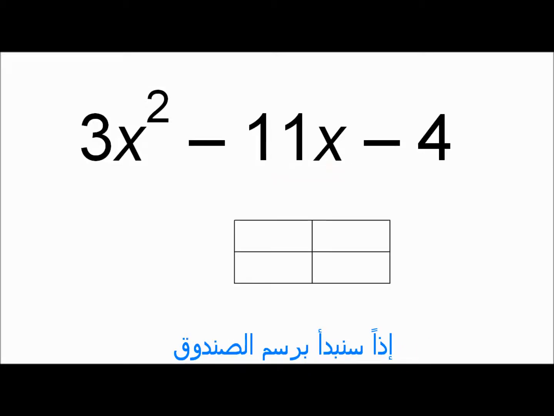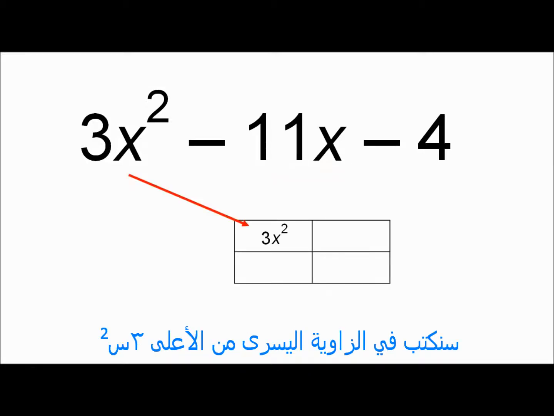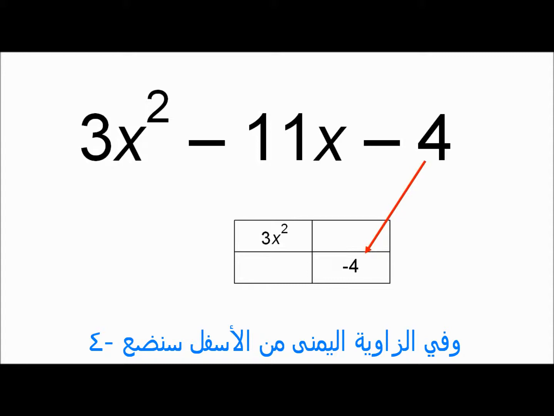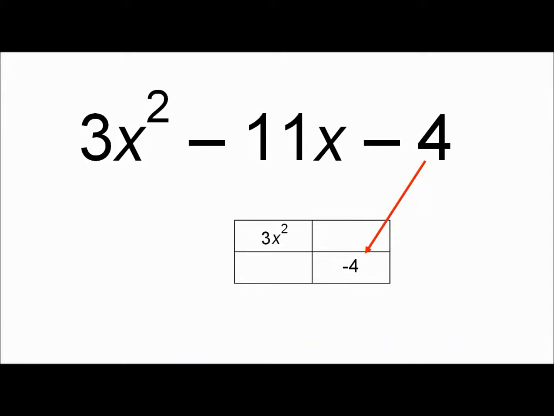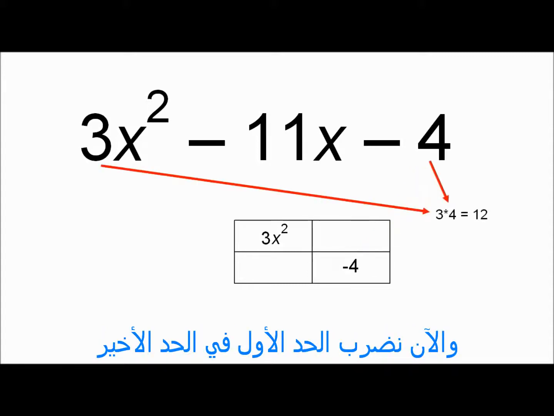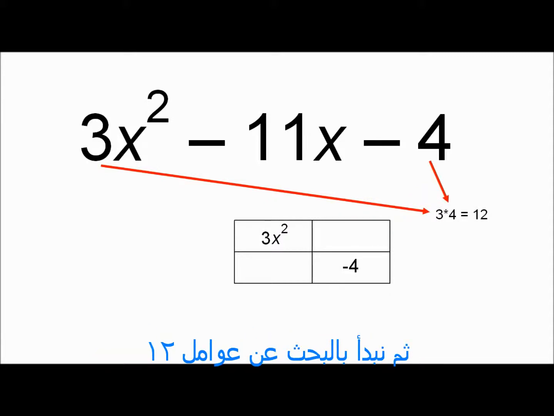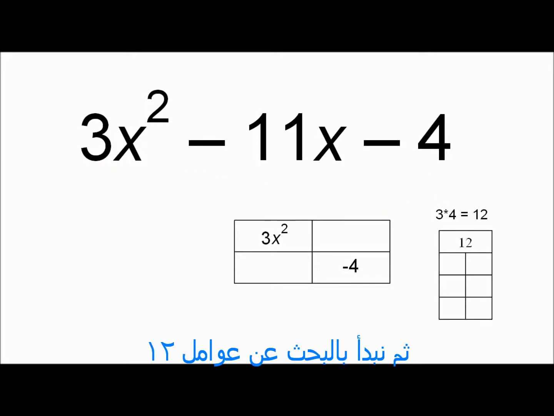So we start by drawing our box, and then we draw the 3x squared in the first box. We draw the negative 4 into the last box. And then we take the 3 and multiply by the 4 to get 12. And then we start looking for the factors of 12.